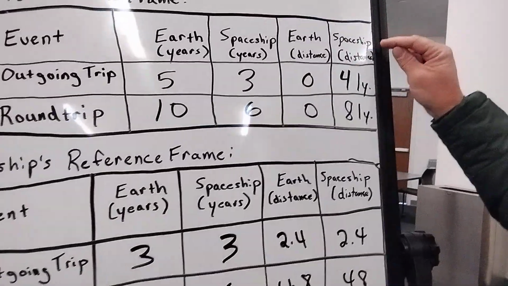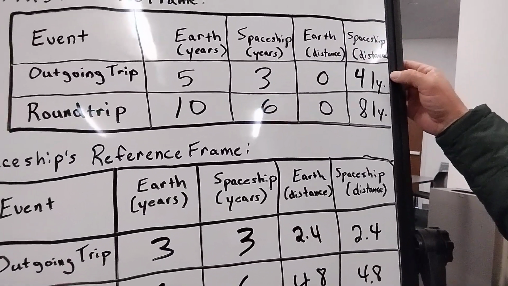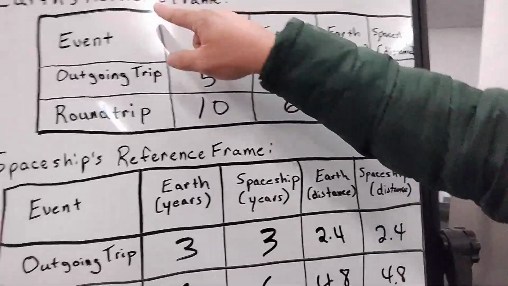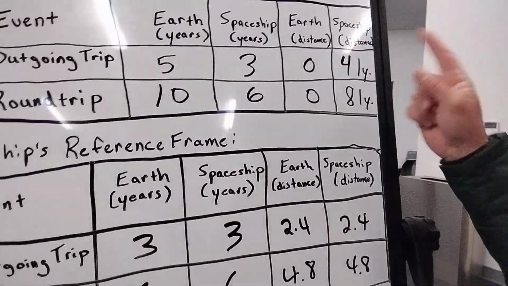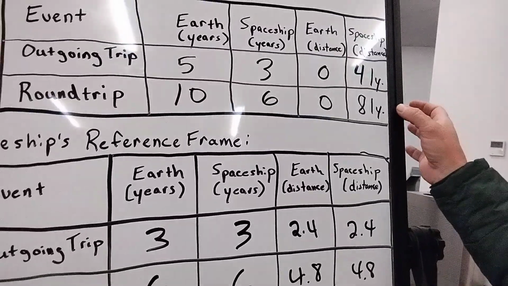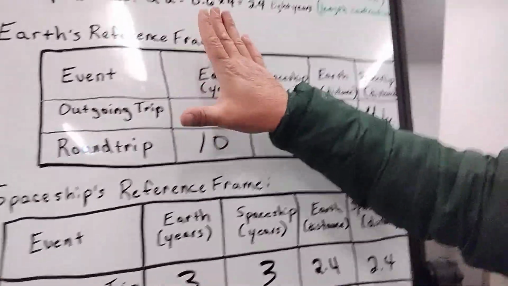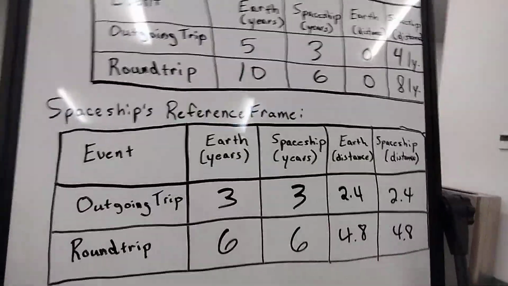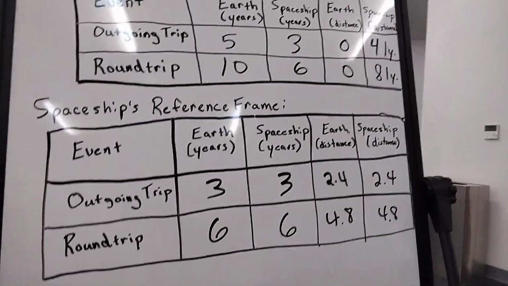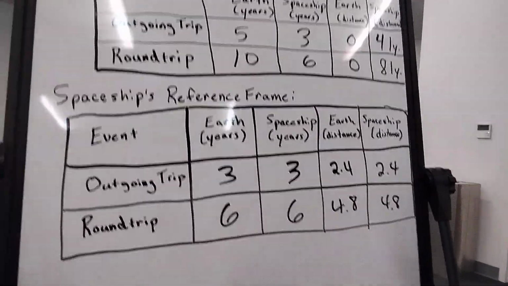So now we have the spaceship's distance, which is from the Earth's reference frame. The outbound trip is 4 light years, and the return trip is 8 light years. So this is all from the Earth's reference frame. Now if we go to the spaceship's reference frame, things change, and I'll show you exactly what happens.